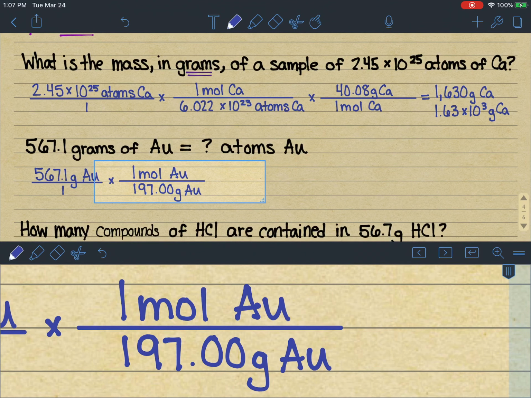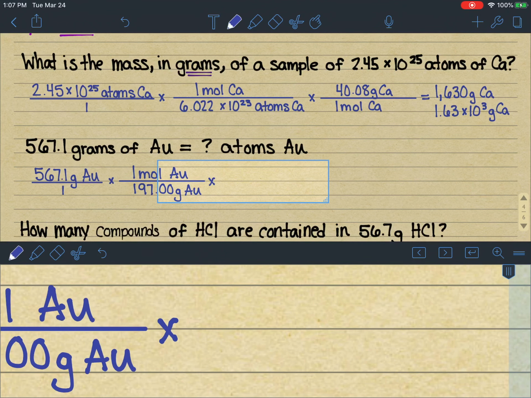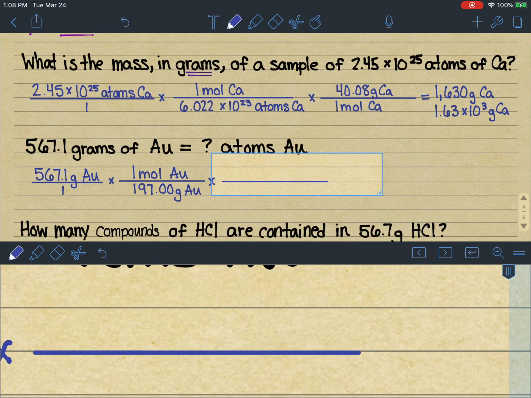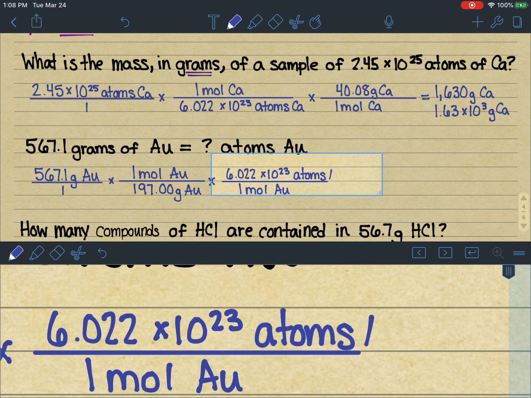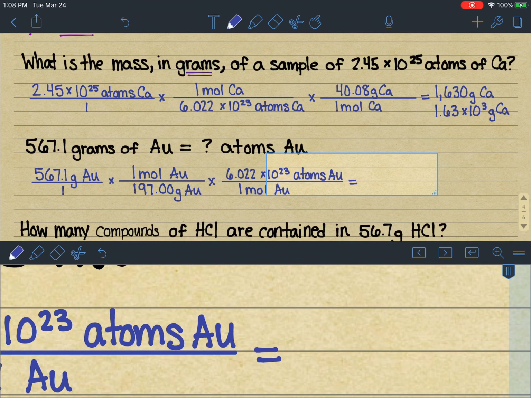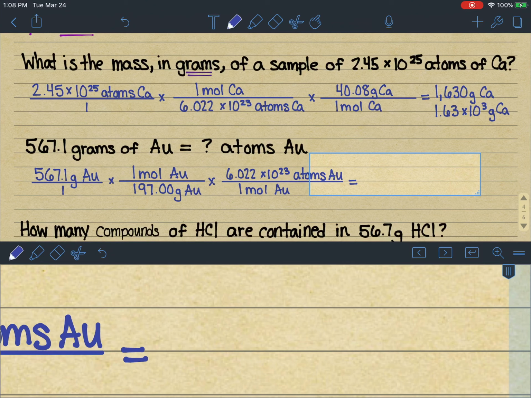This example is just working in reverse of what we just did. So now that I have 1 mole of gold, I can pull out that Avogadro's number. Again, 1 mole going on the bottom. And 6.022 times 10 to the 23rd atoms of gold. Again, I would encourage you guys to pause the video briefly and calculate this out for yourself. Make sure that you're running the numbers in your calculator accurately. You're going to round your final answer to 4 sig figs.